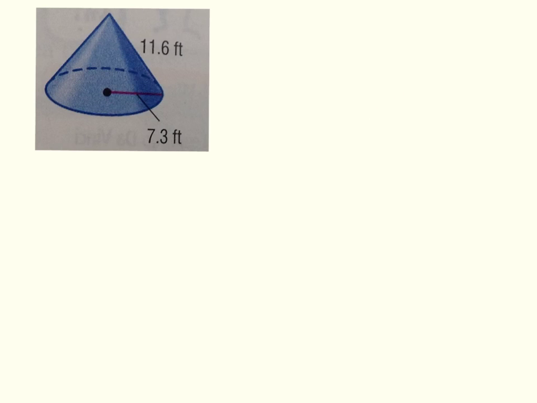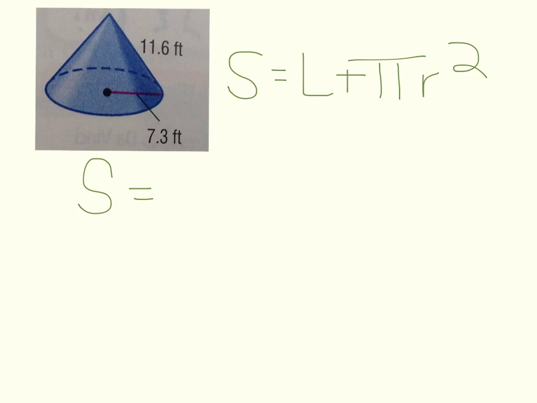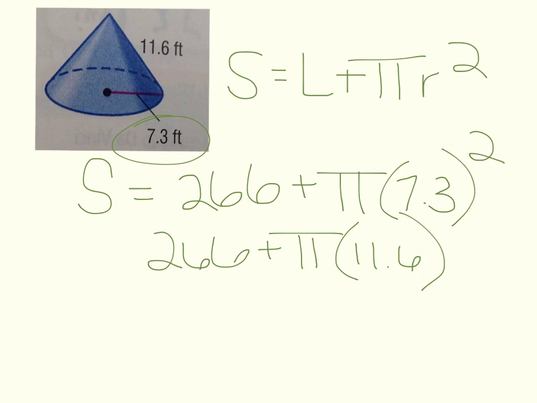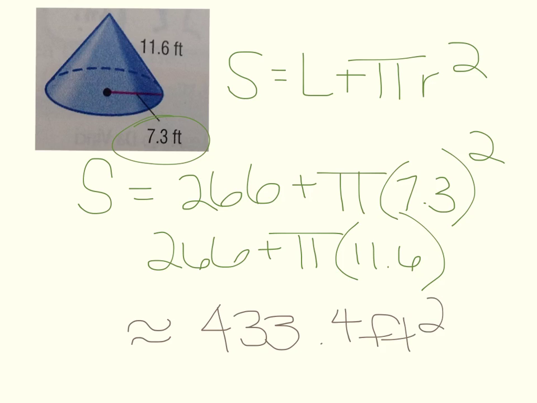Let's find the surface area of this cone. The formula for surface area is big L plus pi R squared. We knew that our lateral area for this example was 266, plus pi times R, which is 7.3, squared. So 266 plus pi times 7.3 squared, and you get an answer of approximately 433.4 feet squared for the surface area.